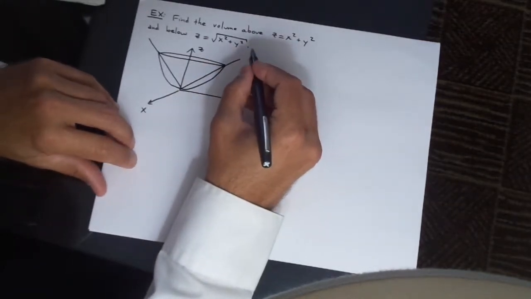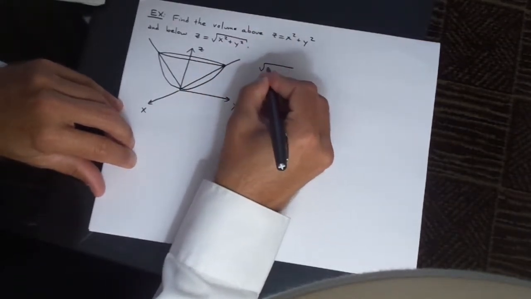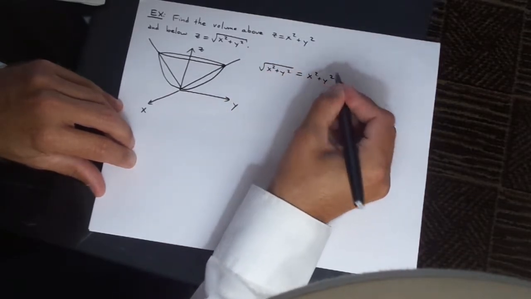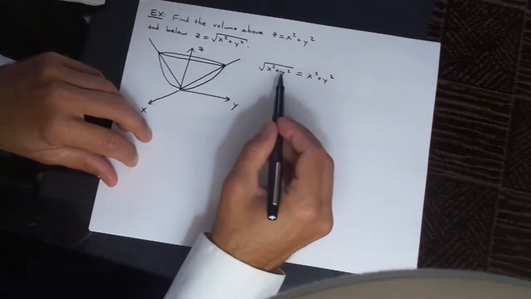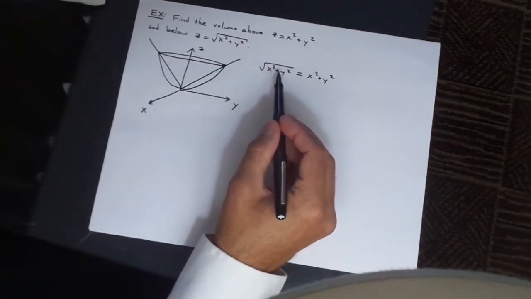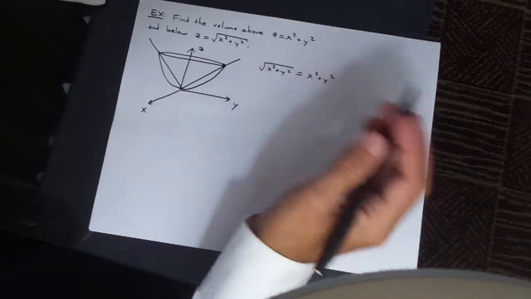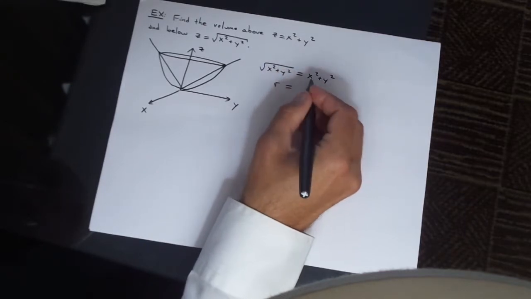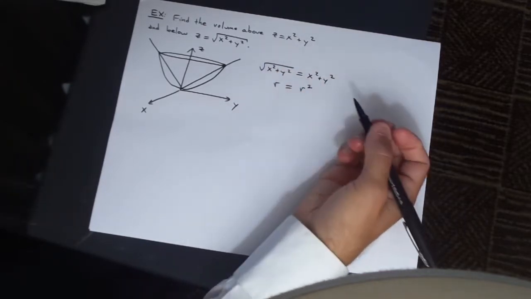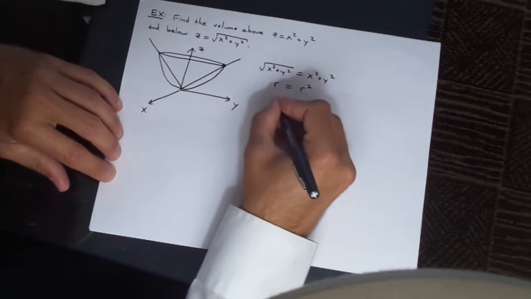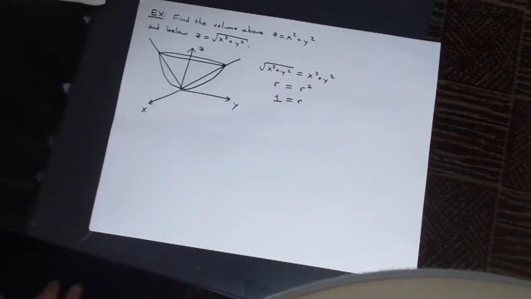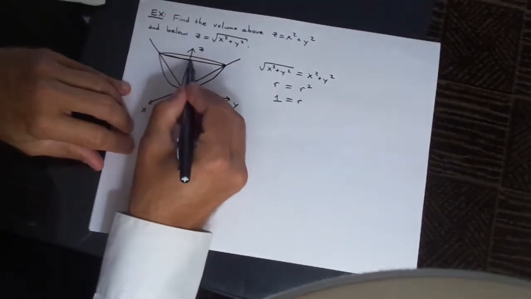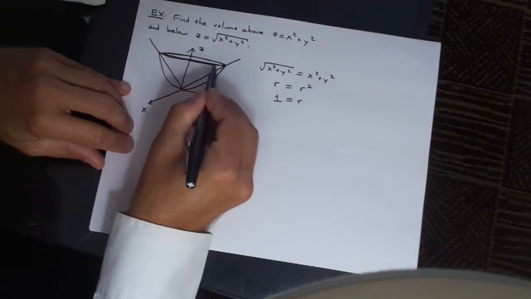Well, if I set the square root of x squared plus y squared equal to x squared plus y squared, then in polar coordinates, this is just r, and x squared plus y squared is just r squared. And so you find very quickly that r is equal to either 0 or 1, but the point of intersection up here is going to be at a radius of 1.